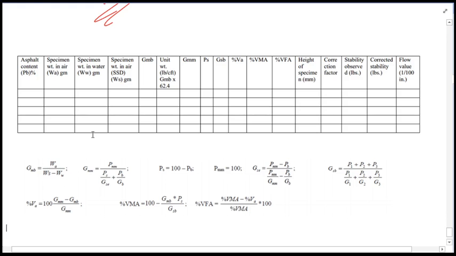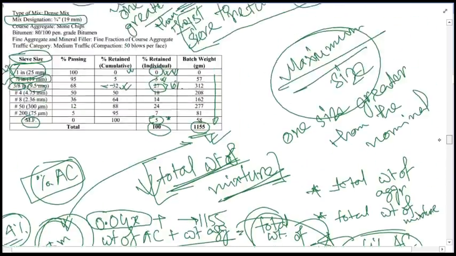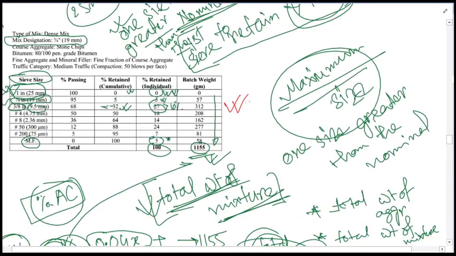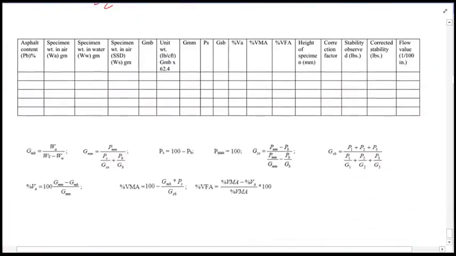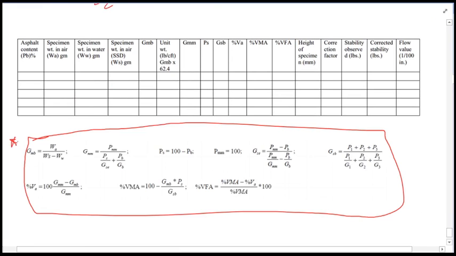So I'm going to show you the chart now, the table, which we'll have to complete. Also we have talked about the sieve analysis before, so you'll have to also complete this to get the nominal size, the maximum size, all these things from this. And after that this table you'll have to also complete. So the formulas I have provided here for your convenience.